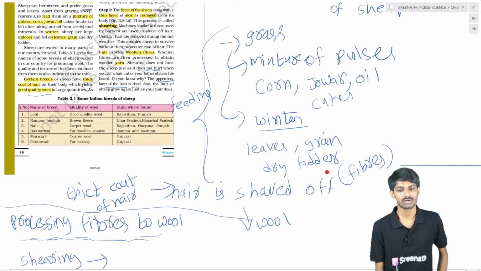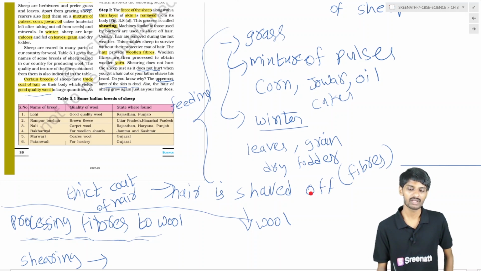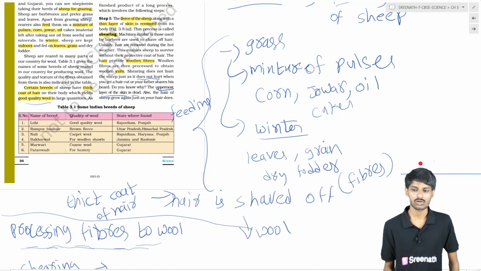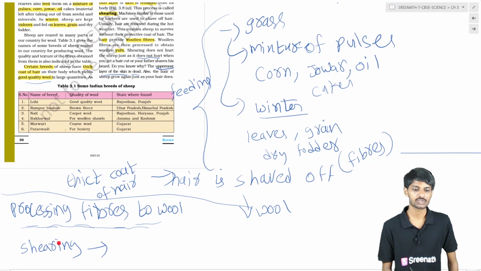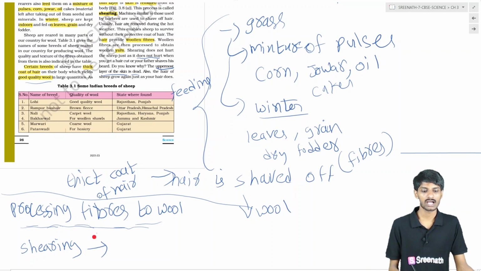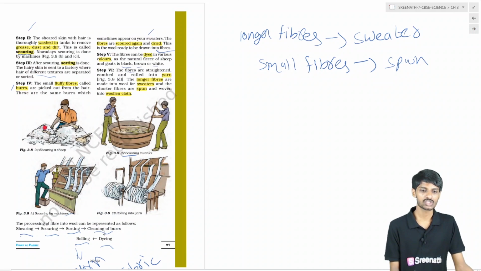This hair is shaved off, and the shaved off hair is nothing but the fibers, and we call that shaving process shearing. So what is the process from fibers to wool? The first process is shearing, which is nothing but cutting hair along with the skin. And the next process is scouring in tanks.